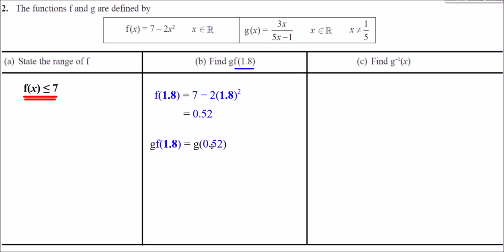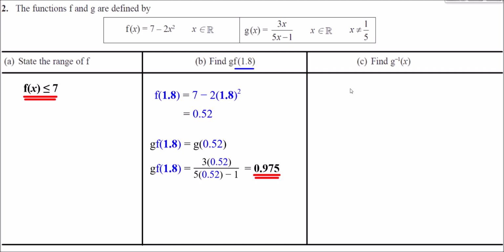So therefore, g of f of 1.8 means essentially g of 0.52, because f of 1.8 is 0.52. So we've got this function g, so g of whatever is 3 times whatever divided by 5 lots of whatever minus 1. If our whatever is 0.52, then g of 0.52 would be 3 times 0.52 divided by 5 times 0.52 minus 1, like so. So gf of 1.8, when we substitute it into the actual formula, becomes this. The final thing is just to type it in on your calculator to get the actual numerical answer, and you should find it comes to 0.975.